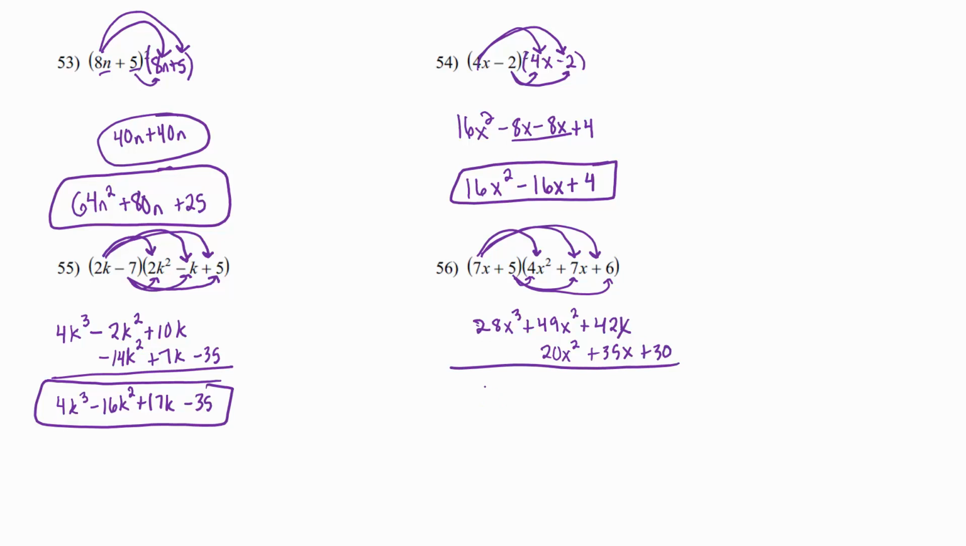So add my like terms, so that's 77. Not x squared, don't put that squared there. When you add x's together, they're still x's. So that's my answer, without that smudge preferably.